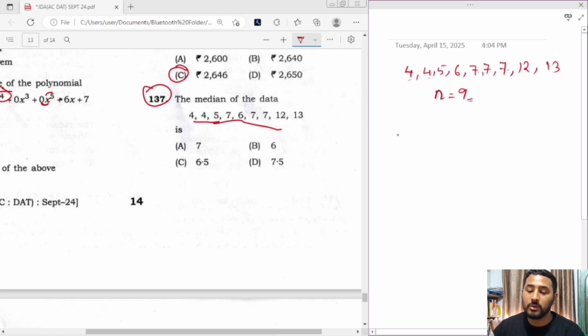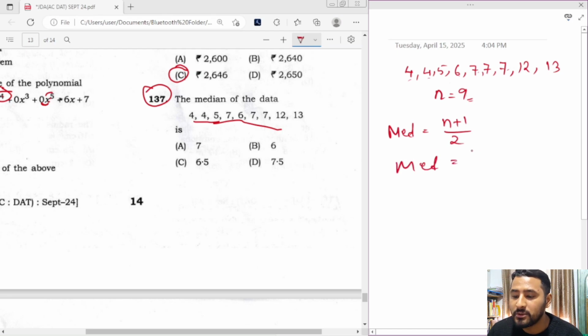This is odd. So what should you do? For odd, the median is the (n plus 1) by 2 term. If even, then it is n by 2. So the median position will be (9 plus 1) by 2, which is equal to 10 by 2, which is equal to 5. So our middle term is the 5th one.